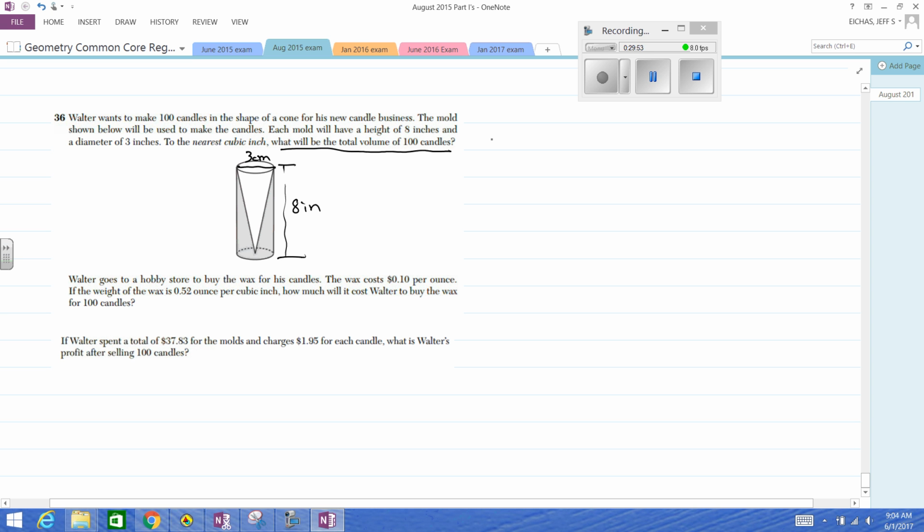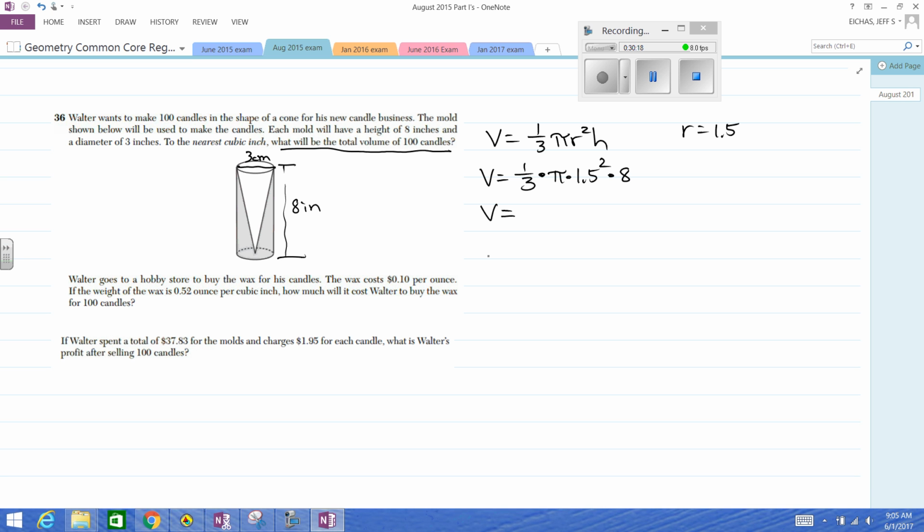So let's start with just the volume of one candle. Shape of a cone. So 1/3 pi r squared h. R is going to be 1.5 centimeters, just because the diameter is 3. Don't forget to square it. And let's get one of those. Looks to be 18.8496. And that's going to be inches cubed.